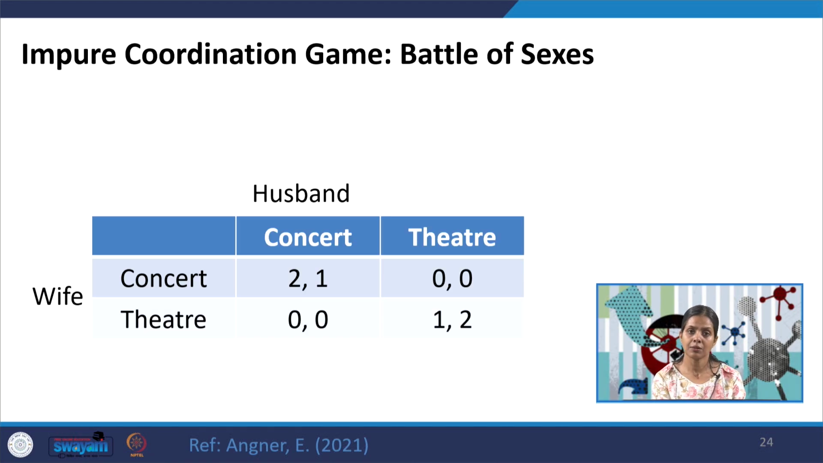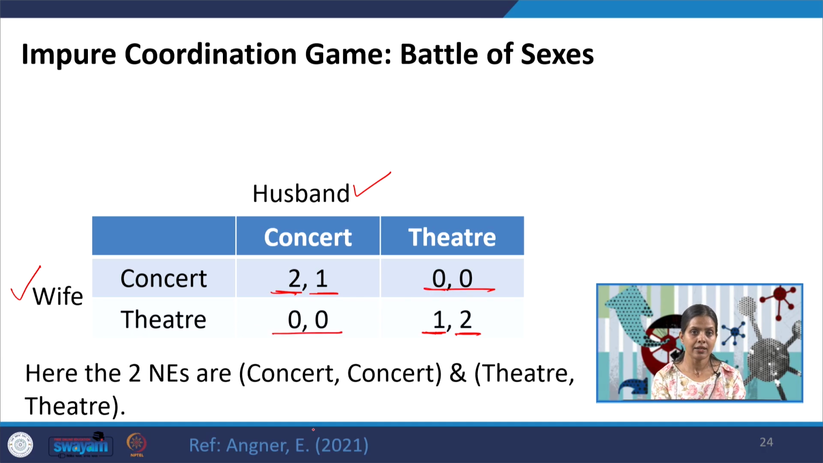This is again a 2 by 2 matrix game. We take player 1 to be the wife and player 2 the husband. When player 1 goes to the concert, she gets 2 and the husband gets 1. When both go to the theatre, she gets 1 and the man gets 2. If they go to separate places, their payoffs are 0, 0. Here the 2 Nash equilibria are concert, concert and theatre, theatre.